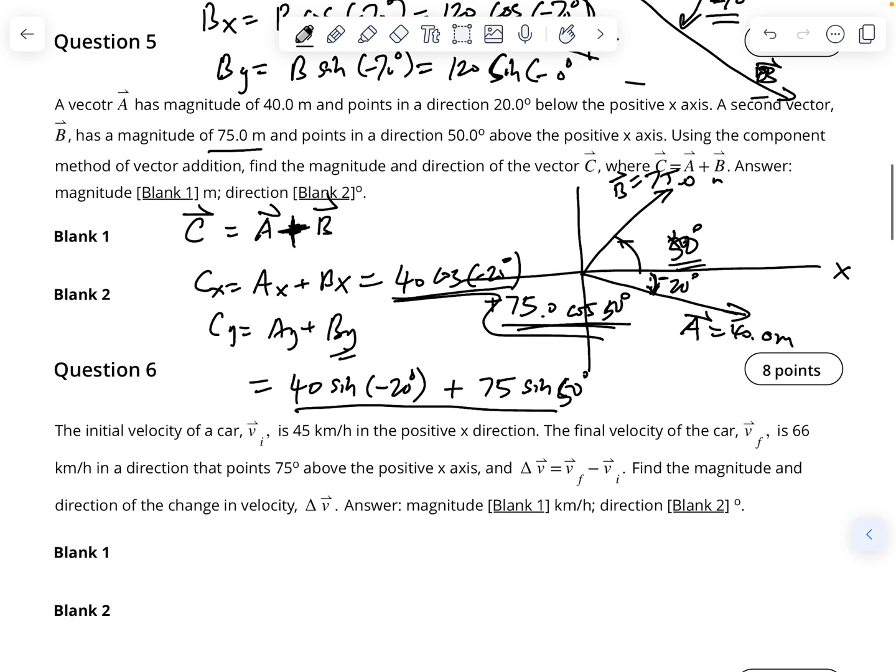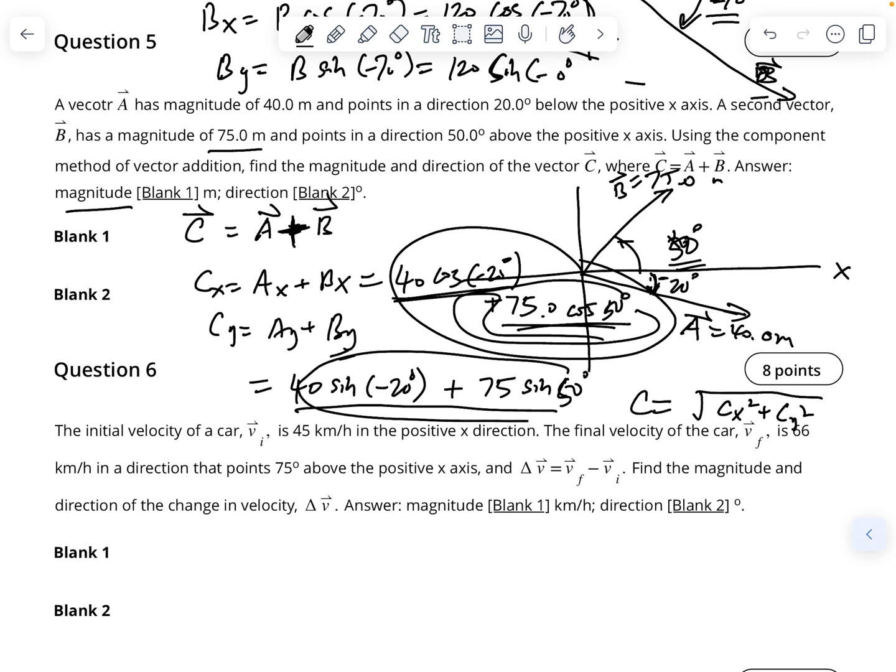Then what is the magnitude? Magnitude, C equal to the square root of Cx squared plus Cy squared. So whatever you calculate here, plus whatever you calculate here, and you just do the square and square root. Angle, same thing. Theta equal to inverse tangent of Cy over Cx. You have Cy, you have Cx, and you do tangent.